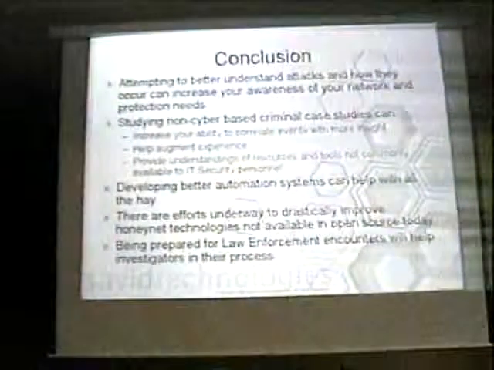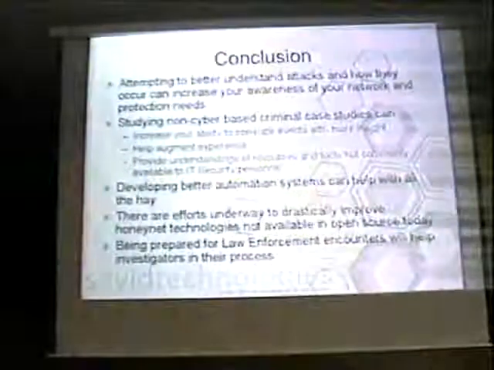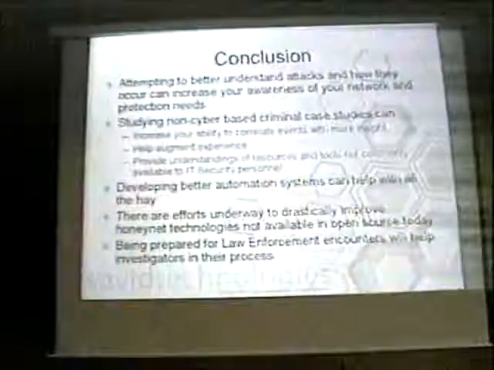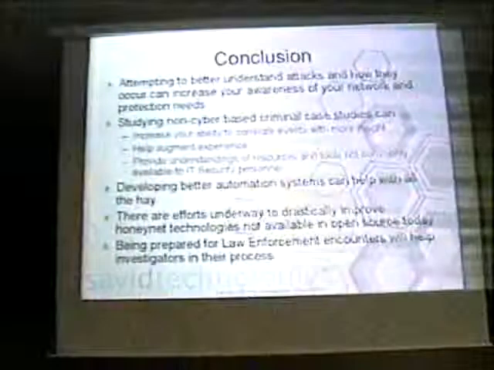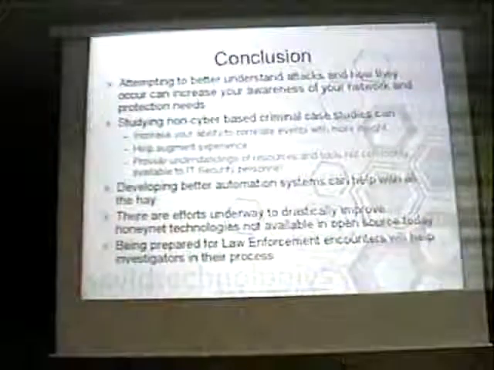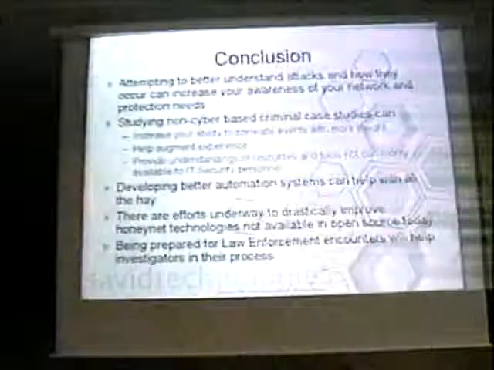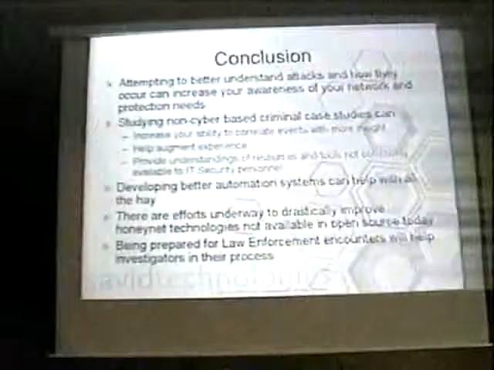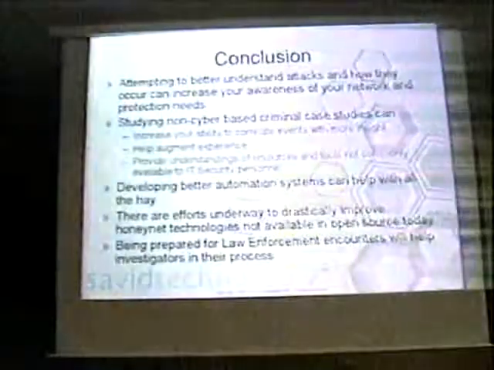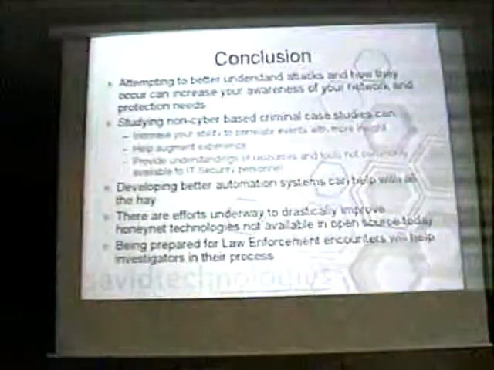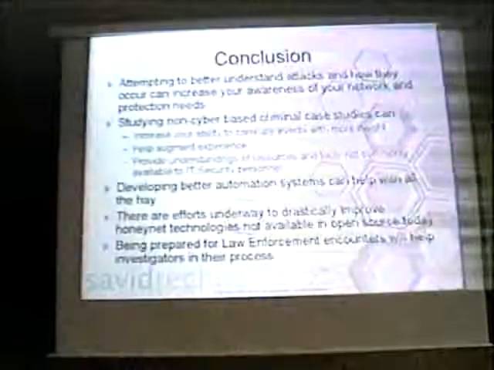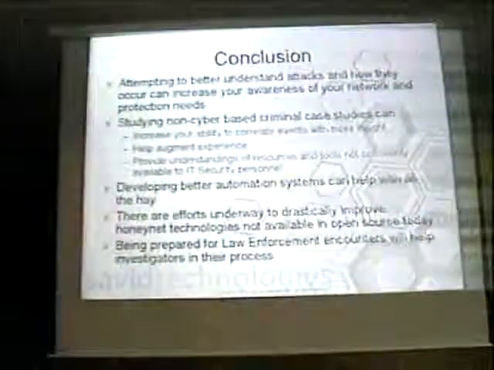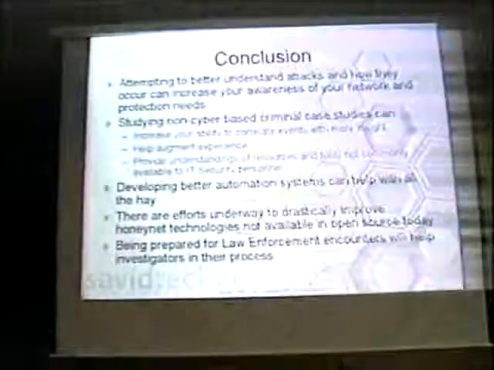There are a lot of gaps, and I think Bruce is going to talk about a lot of that tonight. There are a lot of gaps in the tools that are currently available, and there are efforts underway. The Honeynet Project is realigning itself to do some bigger and better things in the next few years. And when law enforcement comes knocking on your door, you want to be prepared. You want to be able to help them out and get your company back on track.